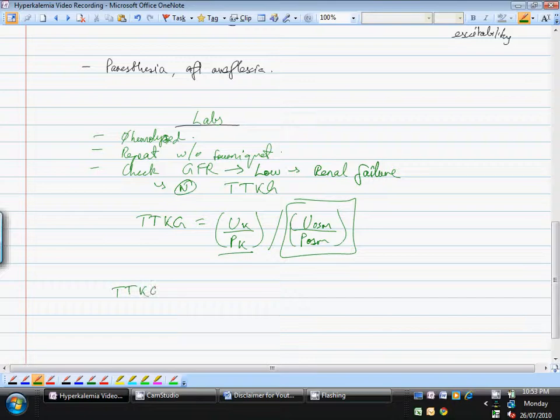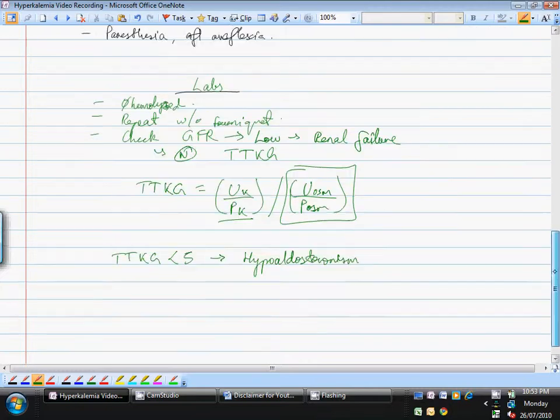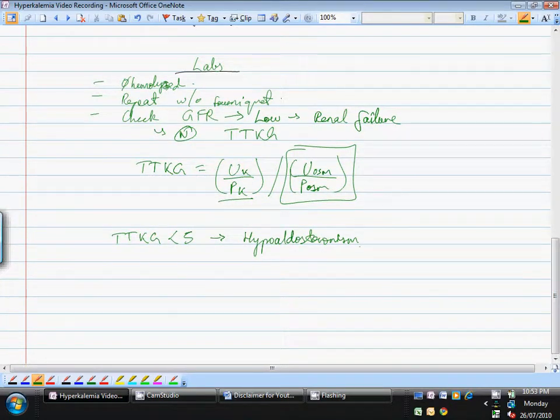Now if the TTKG is less than 5, then it's pointing in the direction of hypoaldosteronism, right? So if your TTKG is less than 5, the hyperkalemia is likely caused by either reduced aldosterone secretion, or aldosterone is not able to act because of drugs like ACE inhibitors, ARBs, or heparin, etc. being on board. If the TTKG is greater than 7, then you know that you have normal aldosterone secretion and that the aldosterone is able to act upon the kidney.